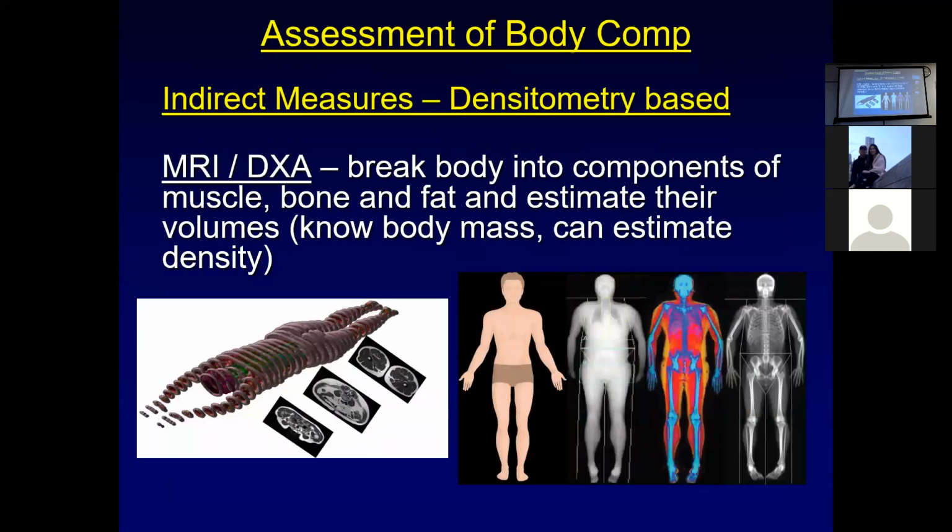So we're now going to walk through different ways to assess body comp. These are all going to be indirect measures. Okay? And I'll try to point out to you what the compartments are going to be when we do all this. Of the indirect measures, they are, for the most part, all going to be densitometry based. So it's about density of tissues and the volume that that tissue occupies.